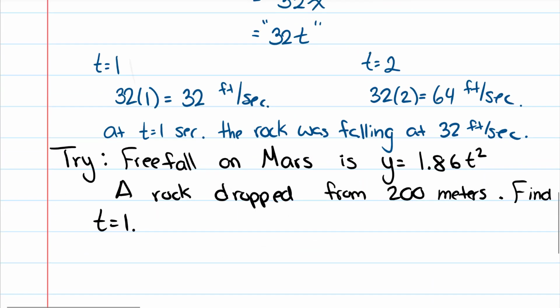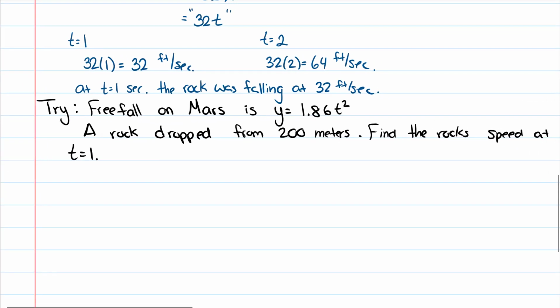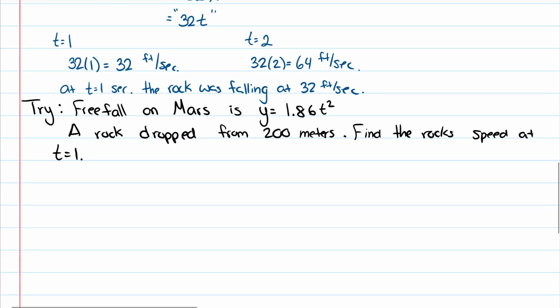And now on your own, I want you to try to find the free fall of an object on Mars. So the free fall motion on Mars is y equals 1.86 t squared. And we know a rock is dropped 200 meters. And I want you to find the rock's speed when t equals 1. Again, you're going to use the same process as before, but go ahead and give that a try.